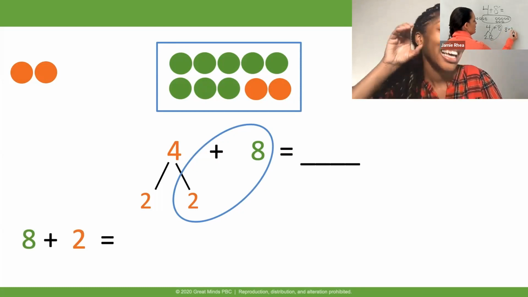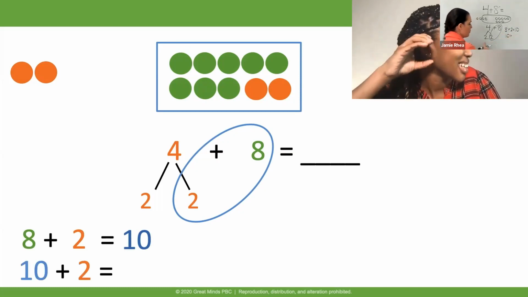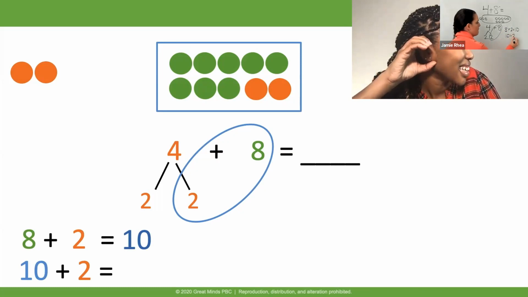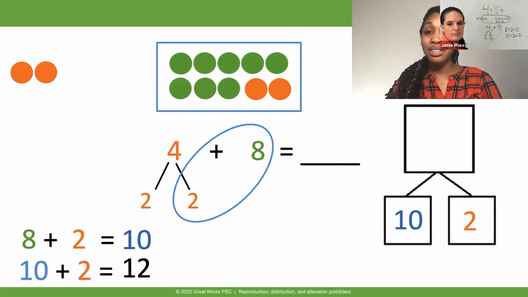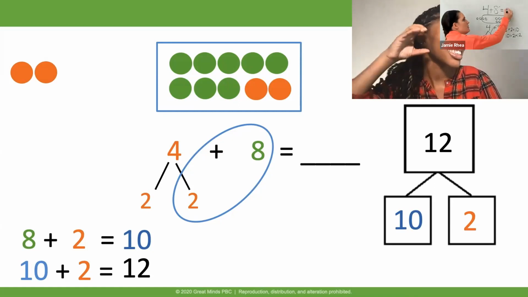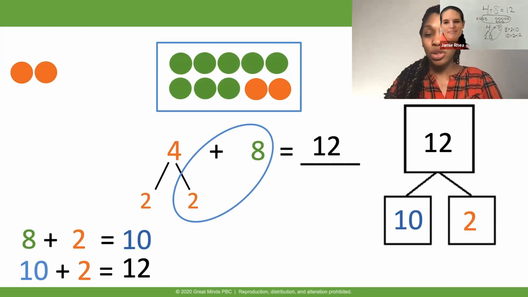8 plus 2 equals... yes, 10. So 10 and 2 more equals... Remember, we got the 2 over here that we broke apart. 12. Yes, 10 plus 2 equals 12. We can represent that number sentence in a number bond by representing that we did 10 and 2 to get 12. So 4 plus 8 equals 12. Yes, it equals 12.